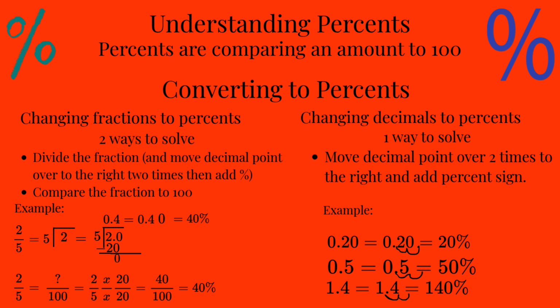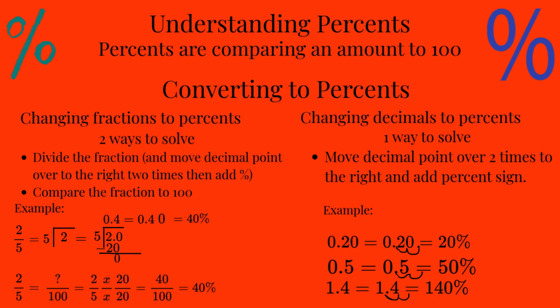When we're changing fractions to percents, there are two different ways to solve them. First, you can divide the fraction and move the decimal point over to the right 2 times, then add your percent sign. Or you can compare the fraction to 100. I have given an example of how to do both of those methods.